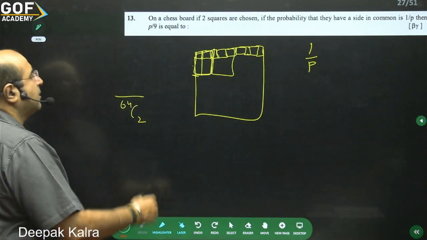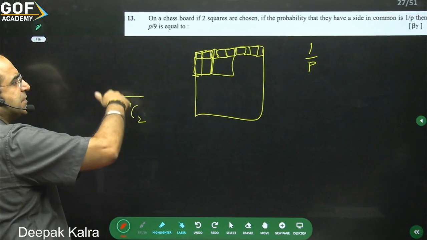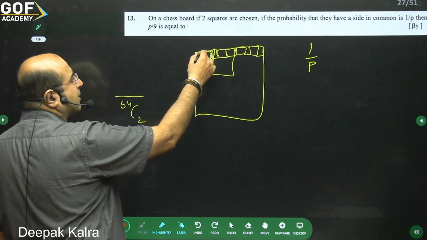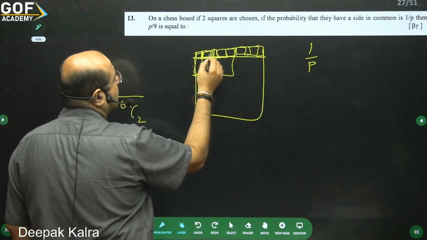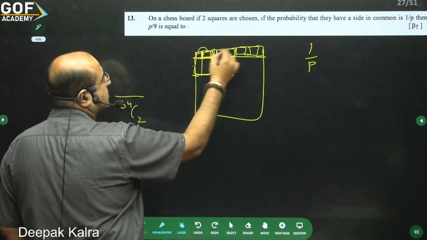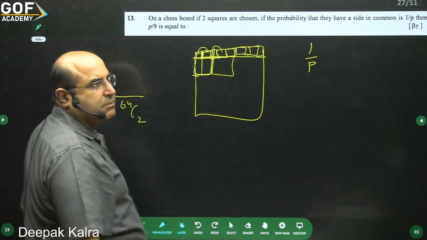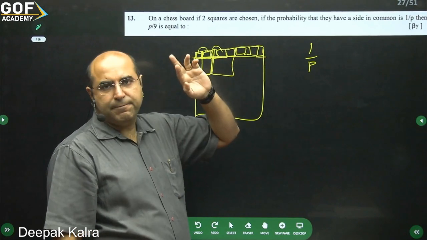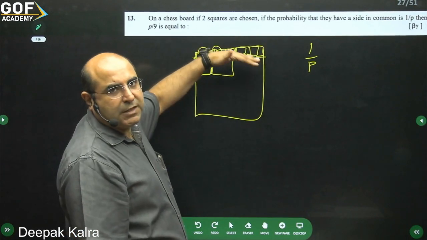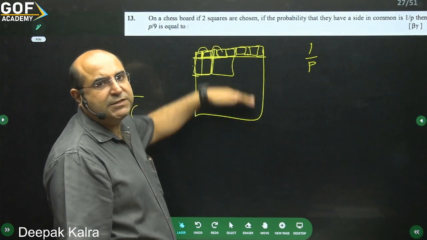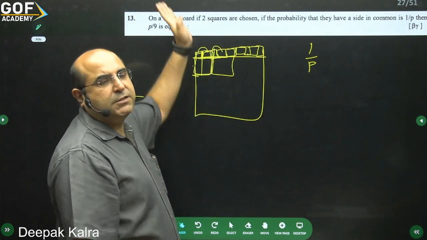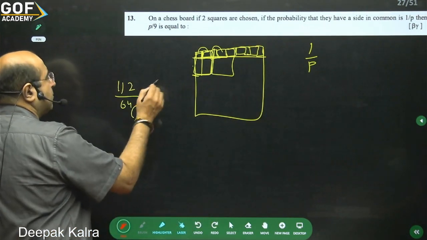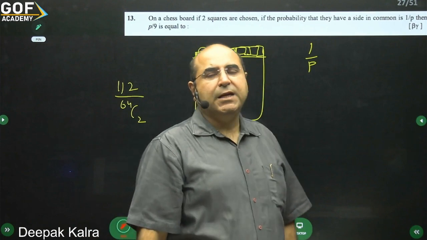You should know that. So I'm doing this on the basis of that only: 64C2, and I want there should be exactly one side common. So in a row, I know that there should be 7 pairs which can form like this: 1, 2, 2, 3, 3, 4, 4, 5, 5, 6, 6, 7, 7, 8. So one row 7, I go like this 8 times. So 56 I'll get horizontally. Similarly, 56 I'll get vertically. I'll get 112.